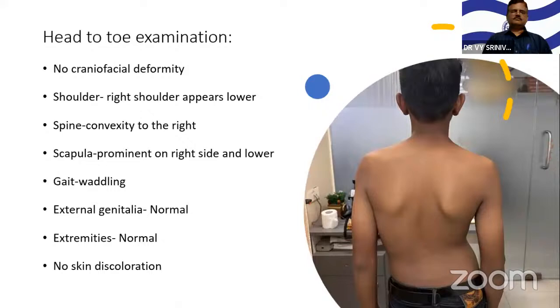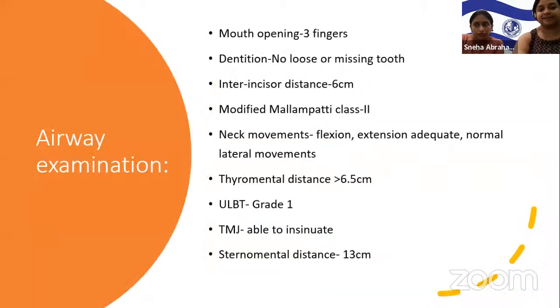Continue. Yes. Head-to-toe examination. There is no craniofacial deformity. The right shoulder appeared to be lower than the left shoulder. The convexity of the spine was towards the right. The scapula was prominent on the right side and it was lower. The gait was waddling. External genitalia were normal. Extremities were normal. There was no discoloration of the skin.